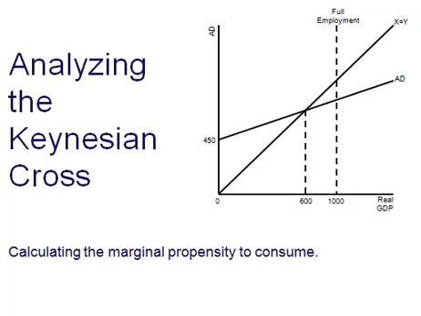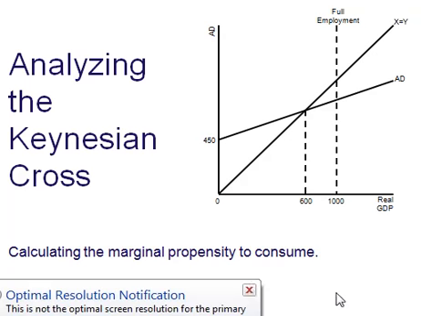Hello and welcome to the first in a series of videos on analyzing the Keynesian cross. In this video we're going to look at how to calculate the marginal propensity to consume.